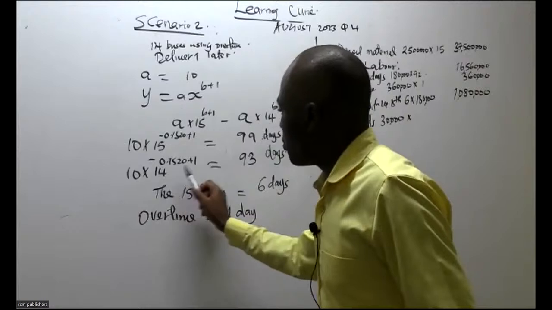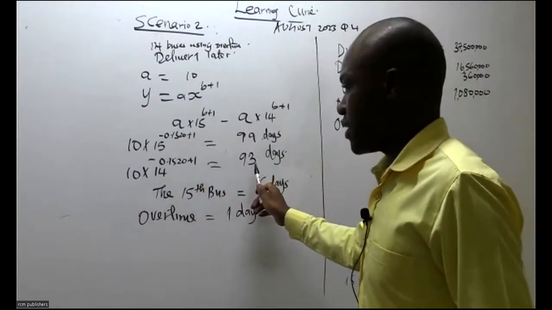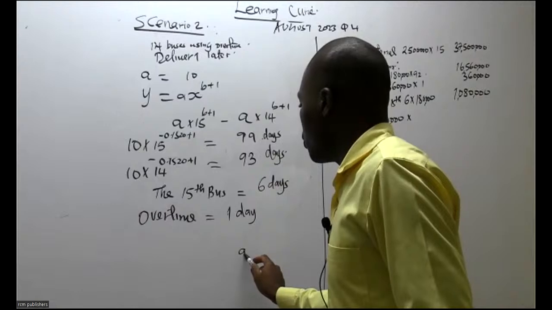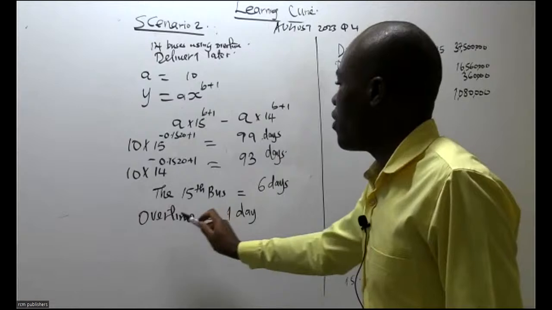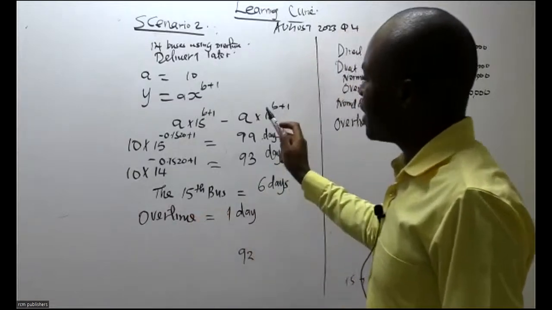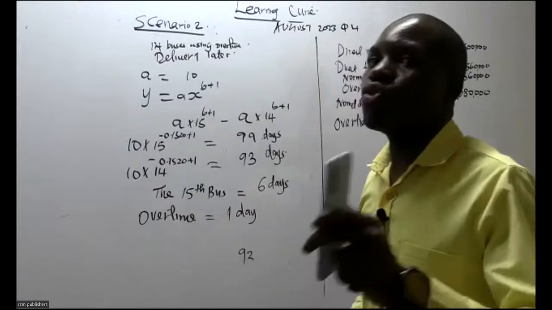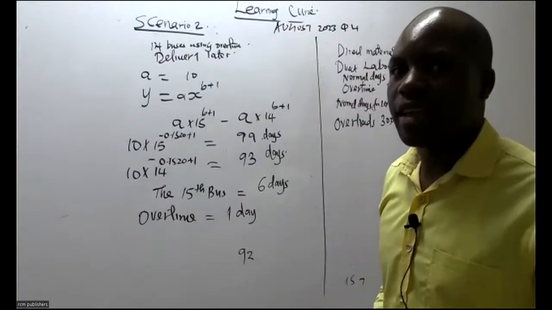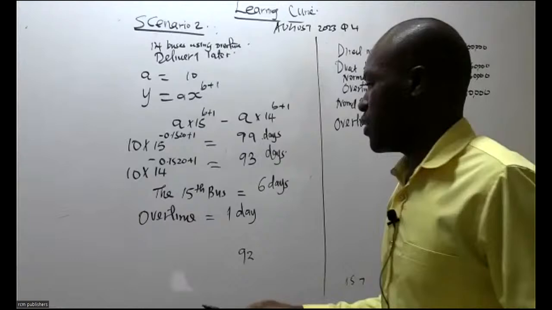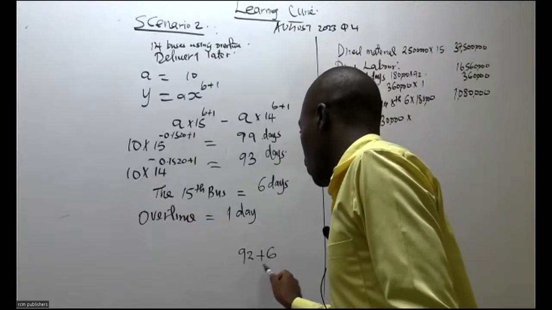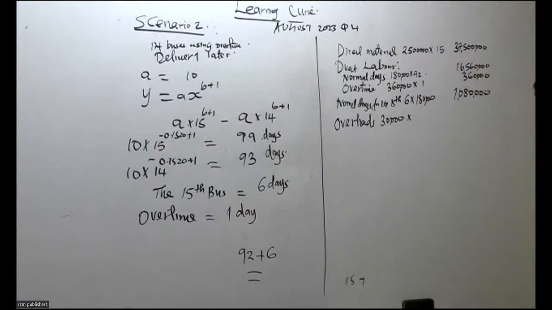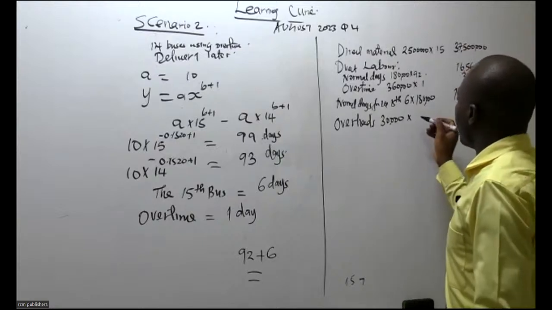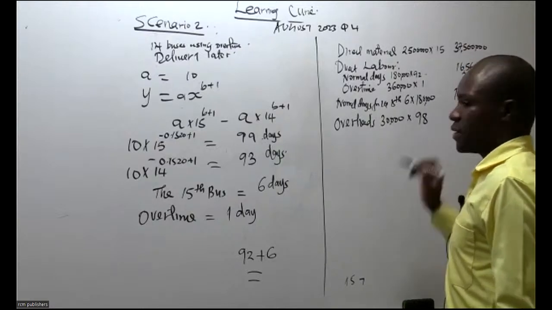They're going to work to produce that one bus. So the extra, the 15th bus will be produced within the normal working hours. The first 14 they produced within 93 days. Out of 93, 92 are normal working hours. One was the overtime. The last bus, the 15th bus, they took 6 days. And these 6 days were their normal working days. So how many days do we have in total? So the overtimes will be allocated to 98 days.